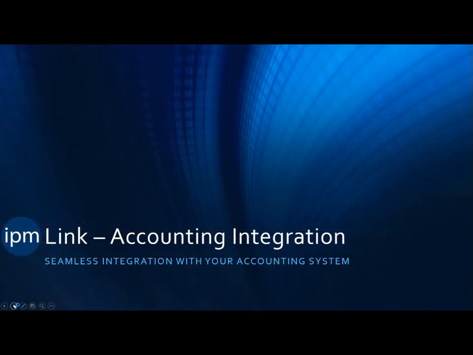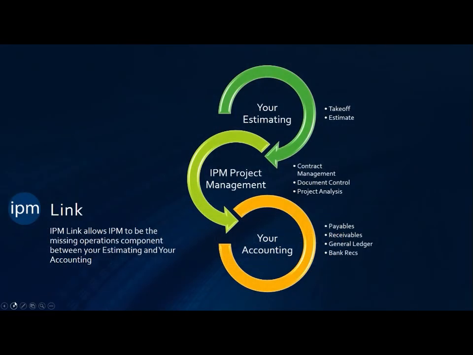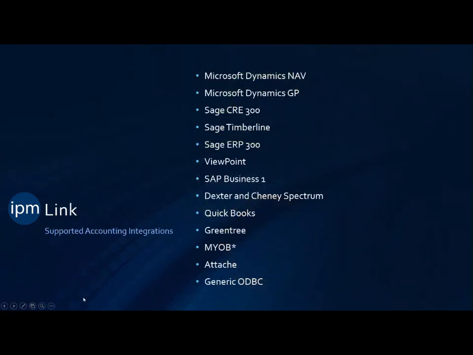Okay, and finally we've got accounting integration. With accounting integration, we see IPM sitting between your estimating, your project management and your accounting, providing project management functionality. So we talk to a lot of standard accounting applications. I think we're up to about 8 or 10 or something. Here's the list. We use different technologies to talk to each accounting system. We can talk to multiple data sets. So if you've got multiple companies and you want to talk to one IPM system, we can do that as well.